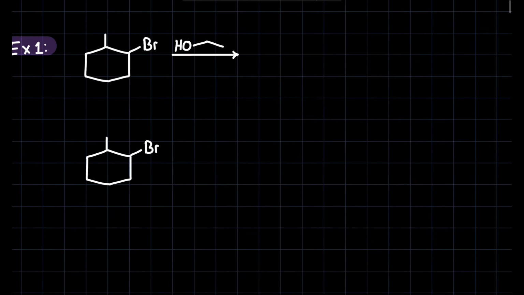If we go through the mechanism, our leaving group will leave, and the electrons will fall back onto that bromine. In doing so, we create a secondary carbocation. But one of the things we always have to watch out for whenever we form a carbocation is whether a carbocation shift can occur.